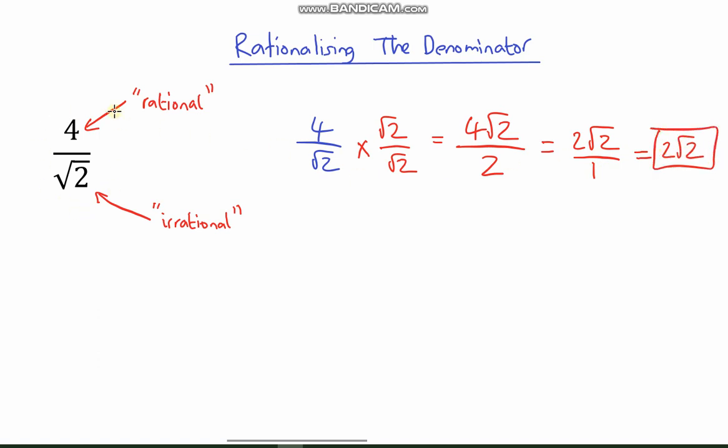And notice how we went from a fraction into something where we've lost the fraction. So it's a lot easier to deal with now. It's a lot more simplified. This won't always be the case, but that's one reason why we rationalise the denominator. So we just multiply the top and the bottom by the denominator. So let's go through a few more examples.